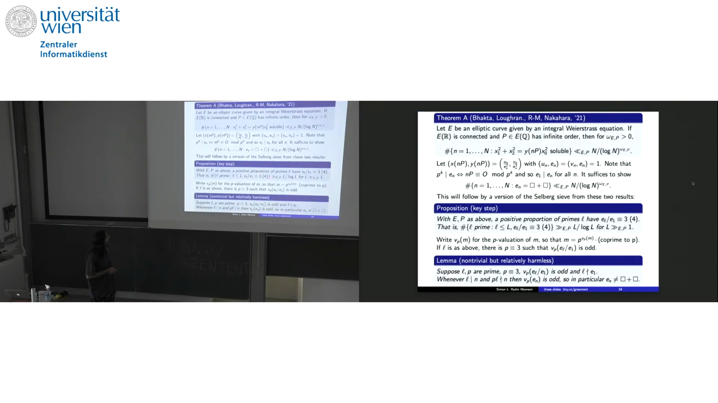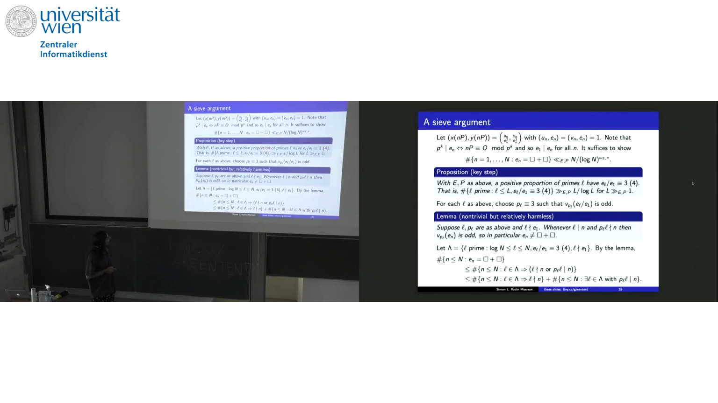And yes, so I'll just recall that the idea is that this gets inserted into the Selberg sieve. We sieve out the collection of primes satisfying these conditions, satisfying E_L on E1 is 3 mod 4. And this ends up being a term coming from this relatively harmless lemma, and then there's this term that I've been talking about, where n isn't divisible by any of these L's.